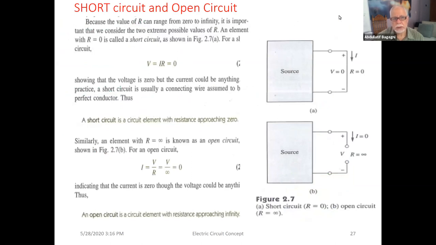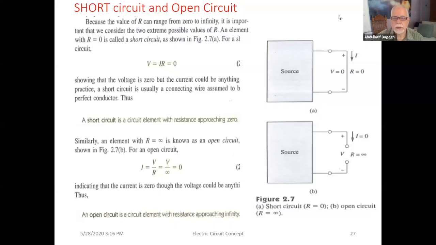Okay, short circuit and open circuit. As you see here, the short circuit and open circuit. Because the value of R can range from 0 to infinity, it is important that we consider the two extreme possible values of R. An element with R equals 0 is called a short circuit, as shown in figure 2.7a.